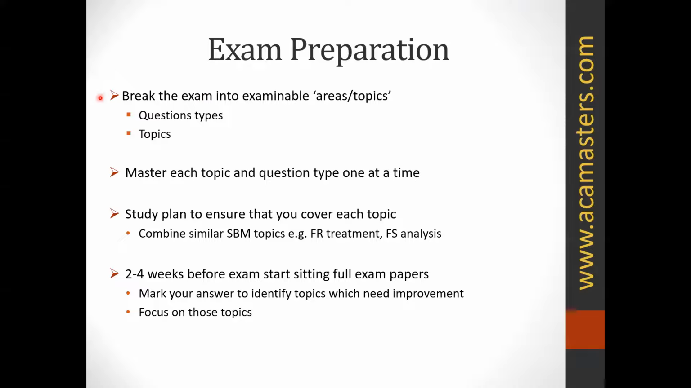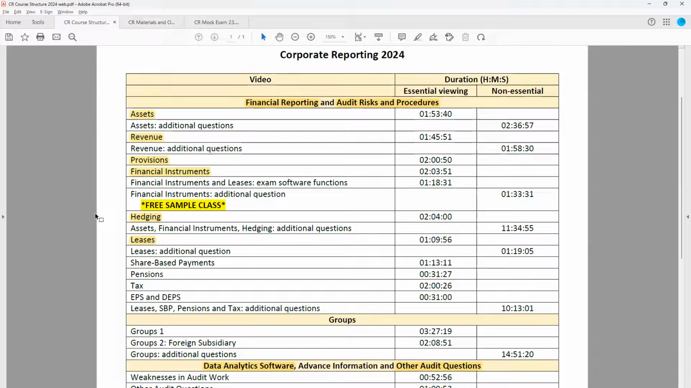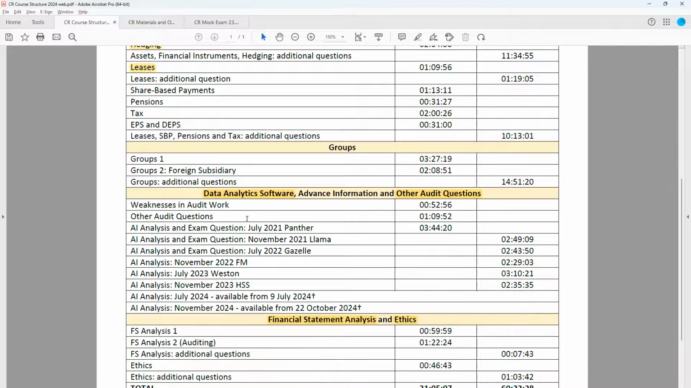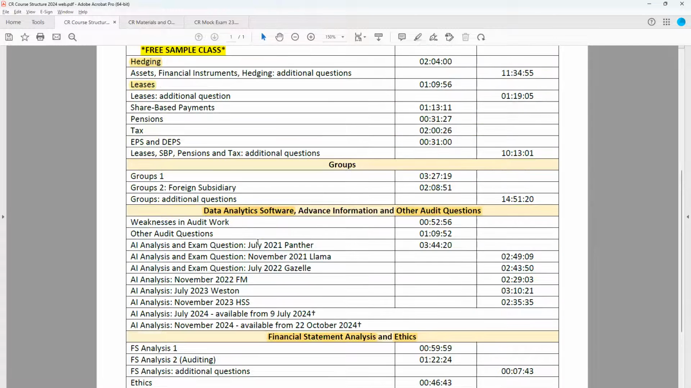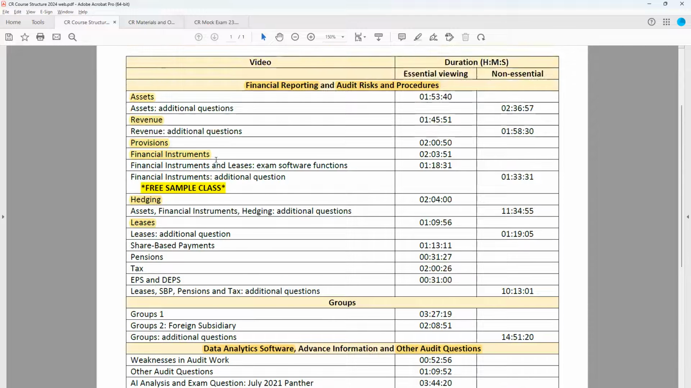So then once you've identified how you're going to break CR down, you can build a study plan to ensure that you cover each of the topics. Like we've said, you can break the FR and audit risks and procedures down by topic like this, and then also data analytics software questions, other audit types of questions, financial statement analysis, and ethics. So once you've decided how you're going to break CR down, you can build a study plan.